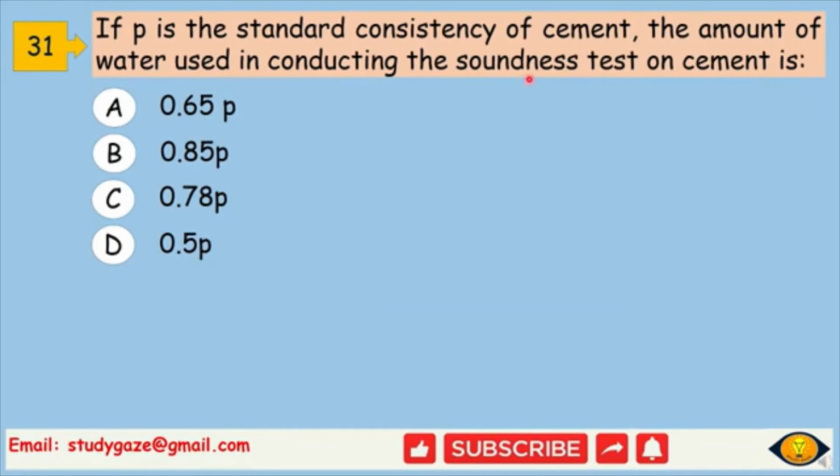31. If P is the standard consistency of cement, the amount of water used in conducting the soundness test of cement is 0.65 P, 0.85 P, 0.78 P, 0.5 P. The answer is C, 0.78 P.